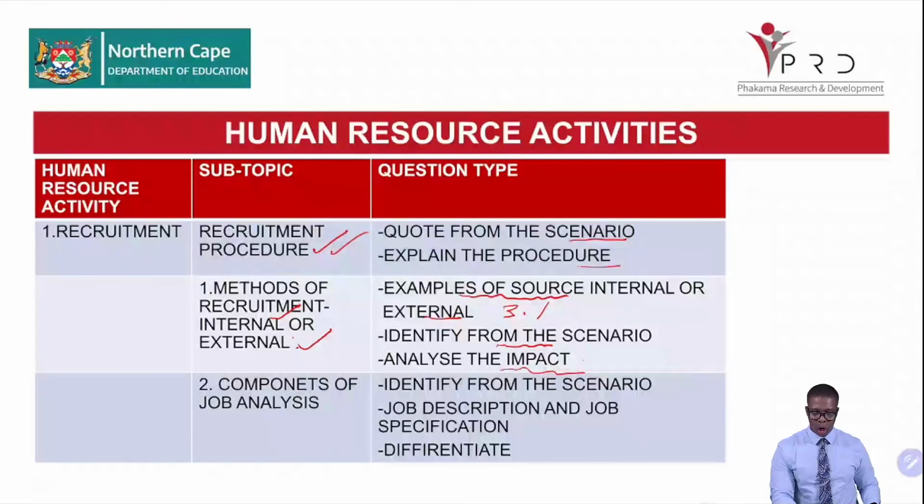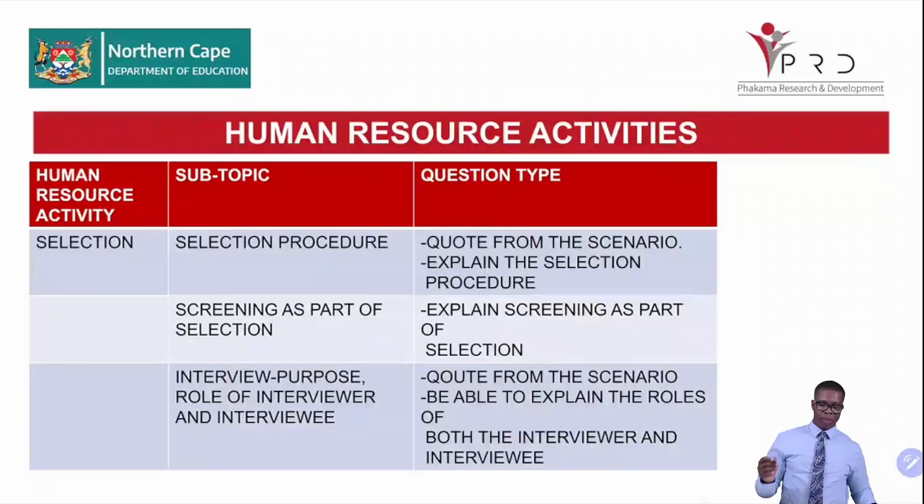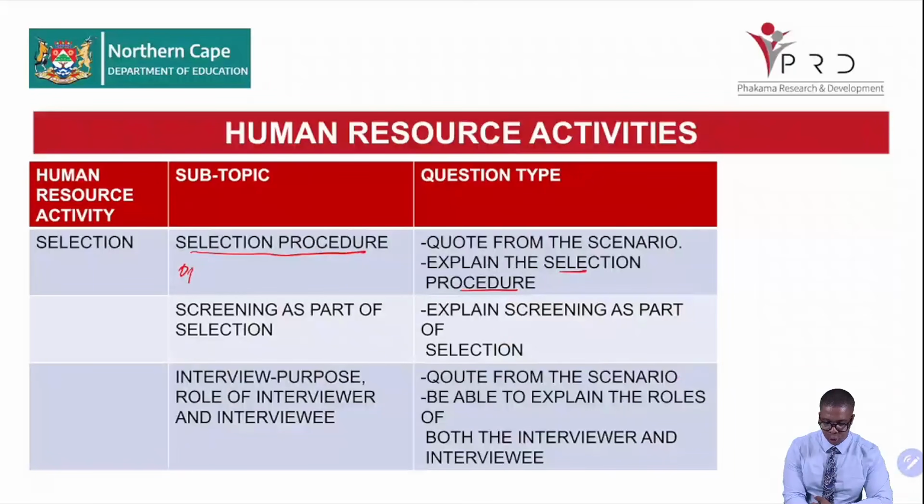Then you also have components of job analysis, which can either be job description or job specification. You might be expected to identify them from the scenario or differentiate between job description and job specification. Then we go to selection. With selection, you might be required to explain, number 1, the selection procedure. You should need to know. And remember, here you have 2 options. You have option A or option 1 and option 2.